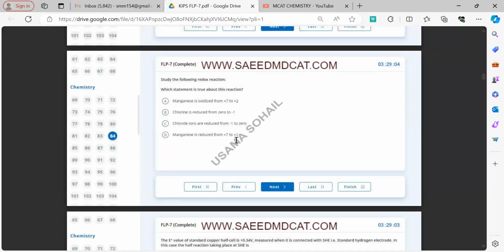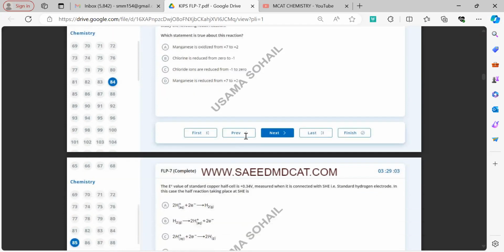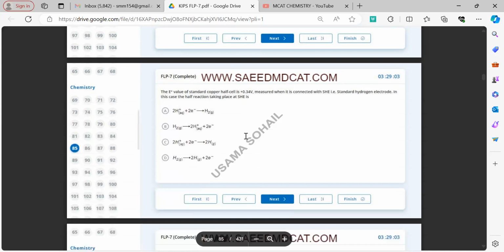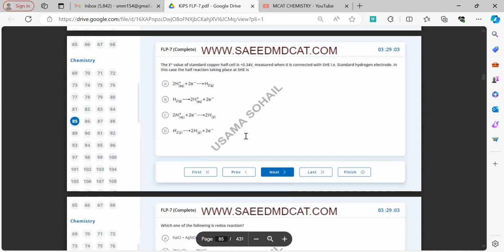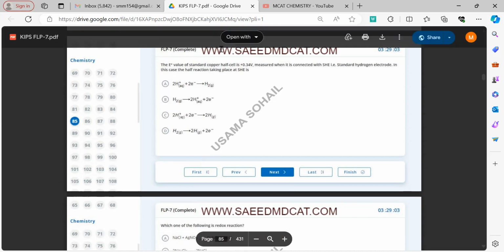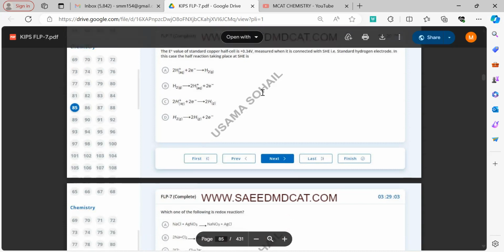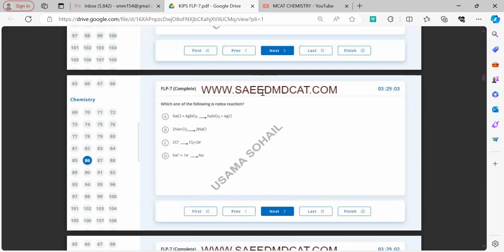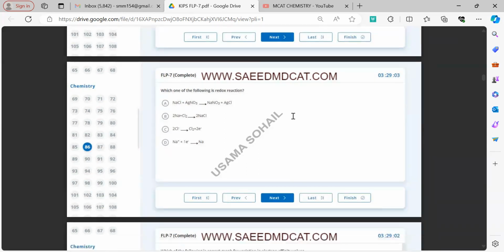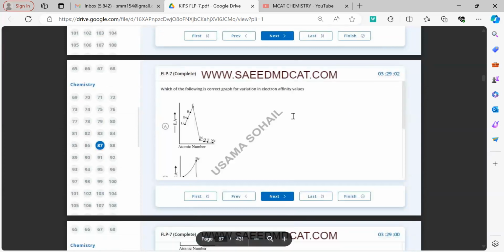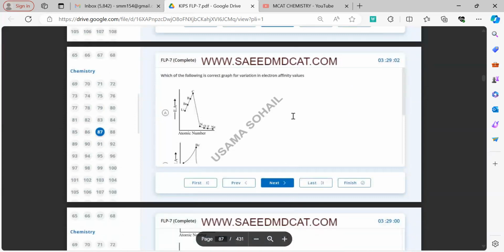You can see that according to the rule that a decrease in oxidation state amounts to a decrease in oxidation number, thus it's classified as a reduction reaction. In question 85, this is the same question which was repeated in the previous FLP. P is the answer. In question 86, which is a redox reaction, the first reaction is a redox reaction. A redox reaction is a reaction in which both reduction and oxidation take place simultaneously.